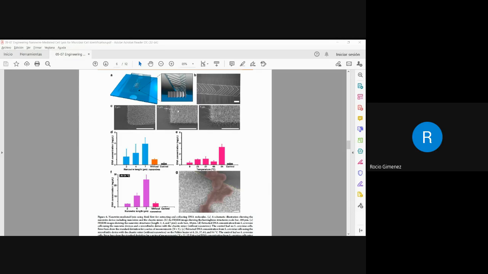Nanowire-mediated lysis using fluid flow allowed them to extract and collect DNA molecules merely by introducing the cells in the device, and the extracted amount of DNA had a relationship to the nanowire length. Also, they saw that the density of the nanowires is important to achieve a high-performance lysis, since densely distributed nanowires cannot deform in this confined space.